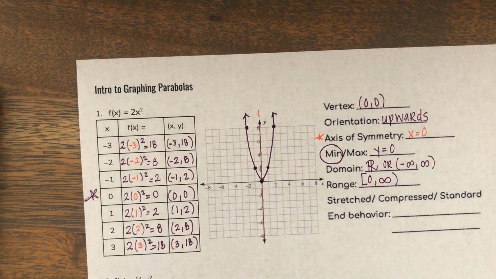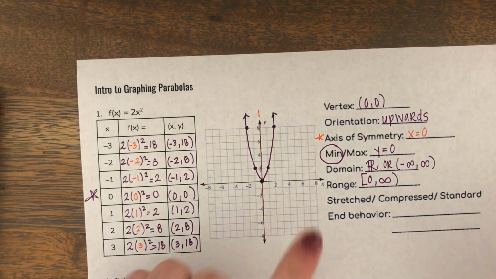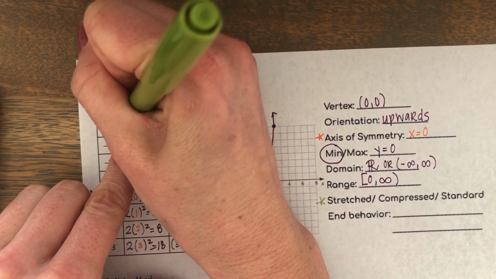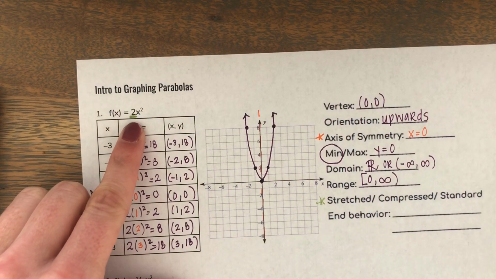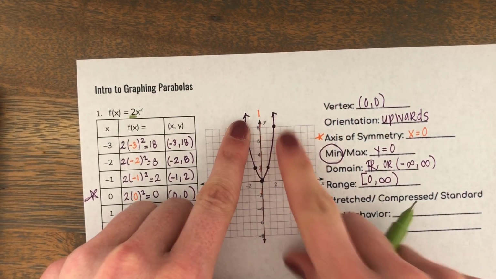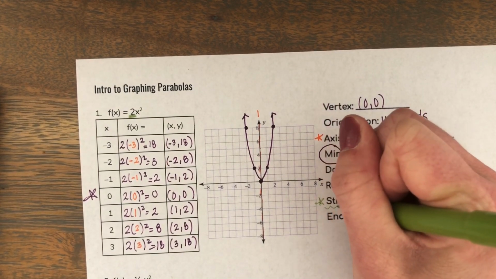And then stretch, compressed, or standard. That's when you're looking at the A value, which is this. If it's bigger than 1, then it's going to get stretched. If you kind of notice, it's a little skinny, so we know this one is stretched.